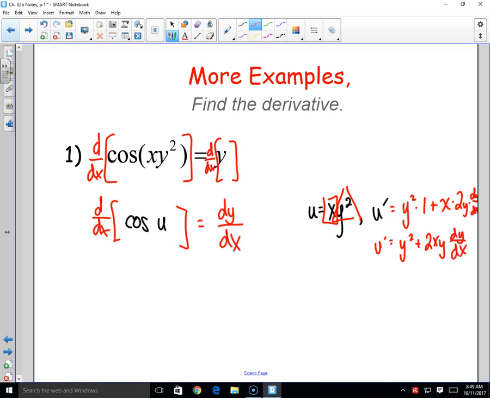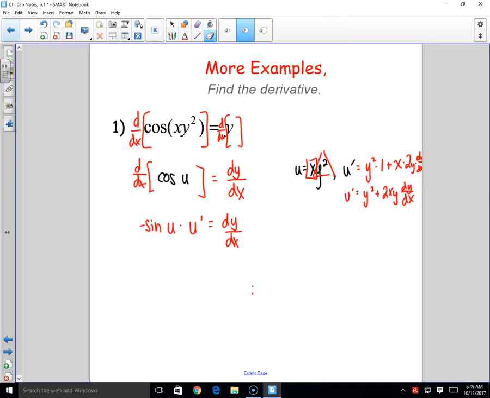Now how am I going to use that u prime? Well guys, how do you get the derivative of cosine of u? Negative sine of u times u prime. I wrote this one out this time so that we could see it before we plug in. Now it's time to plug in.